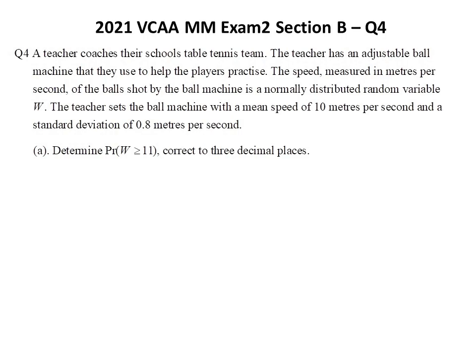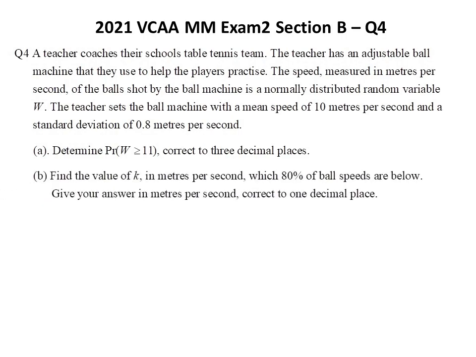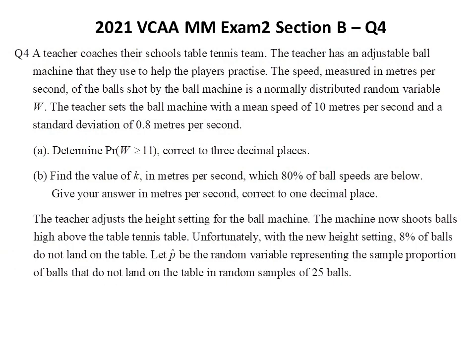Part A of this question is to determine the probability when W is greater than or equal to 11. Part B of this question is to find the value of k, such that 80% of ball speeds are below k. Now the teacher adjusts the height setting for the ball machine. The machine now shoots balls high above the table tennis table.